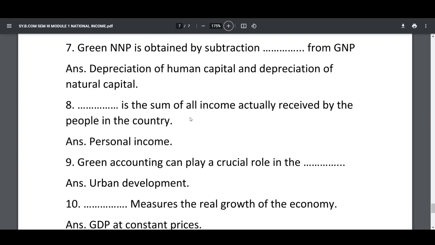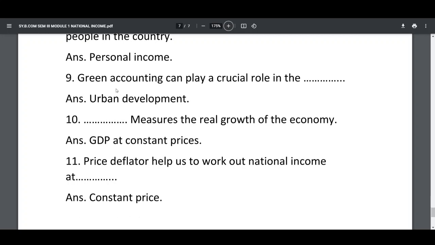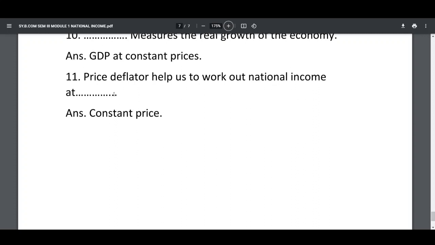Eighth, dash is the sum of all income actually received by the people in the country. Answer, personal income. Ninth, green accounting can play a crucial, means main, role in the dash. Answer, urban development. 10th, dash measures the real growth of the economy. Answer, GDP at constant prices. 11th, price deflator helps us to work out national income at dash.